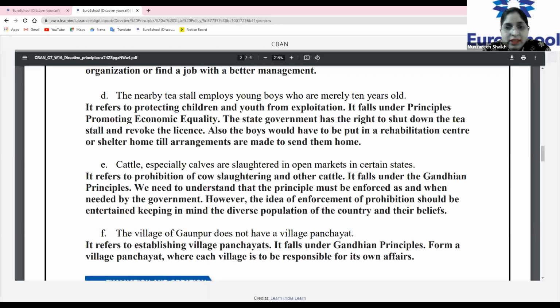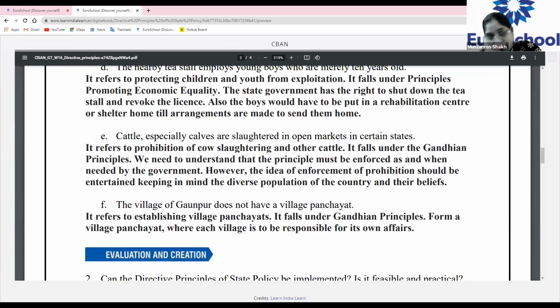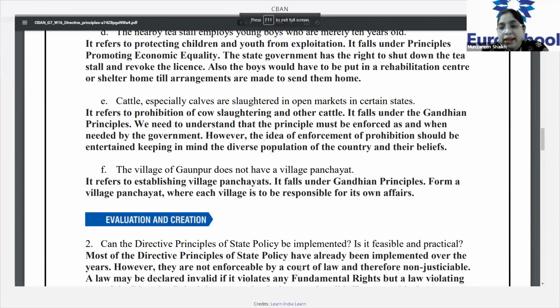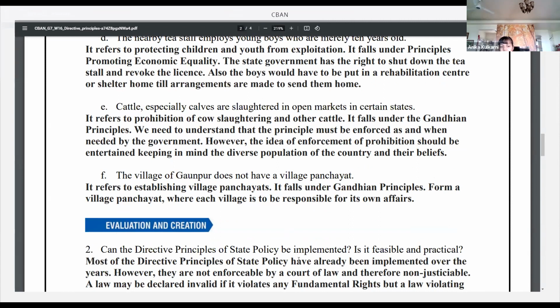All right, the next question is: cattle, especially cows, are slaughtered in open markets in central states. Okay, what principle do you have for this? Gandhian principle. Why Gandhian principle? Why do you think it refers to the Gandhian principle? Because it says prohibition of slaughtering of cows and other cattle. Right, because it says prohibition of slaughtering of cow and other cattle.